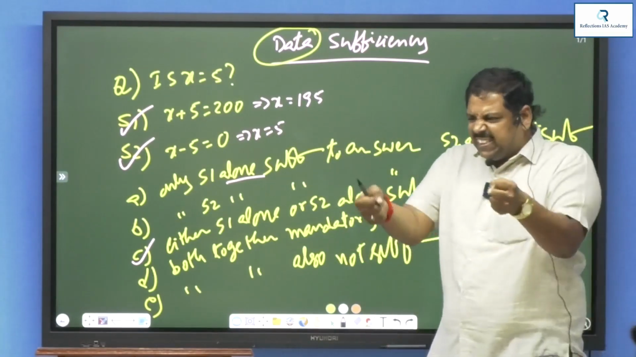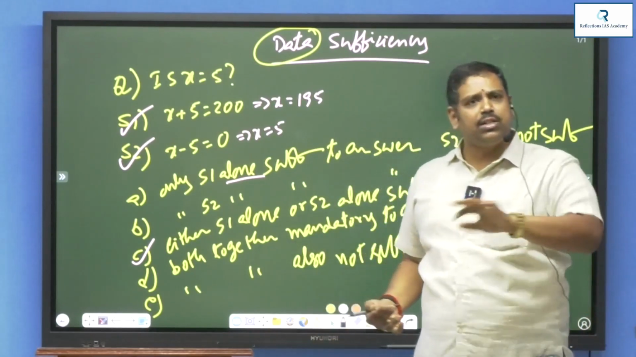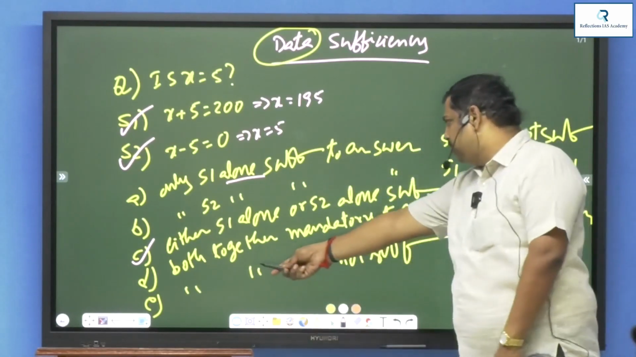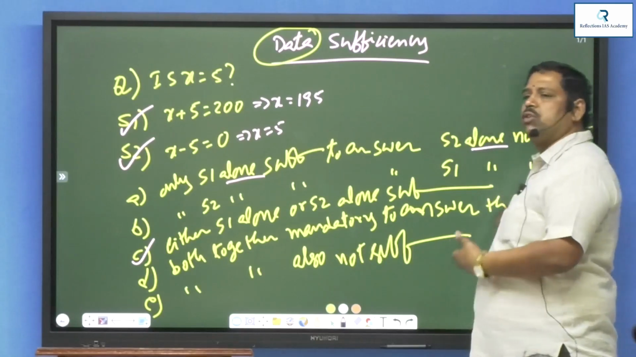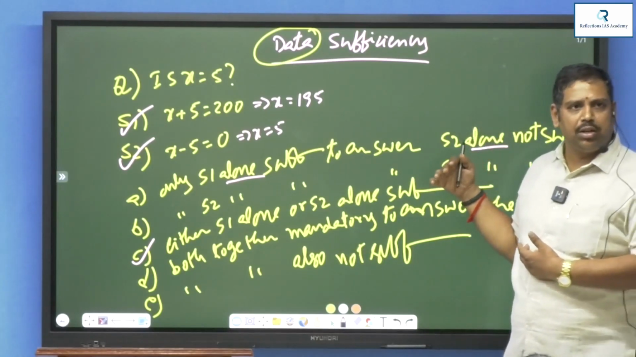Both also tried, sir, but unable to lift it, sir. Then both together is sufficient or not sufficient? Okay, then the answer will be E. Both together also not sufficient to answer the question. You understand my point? Can I go to the next question? Okay.